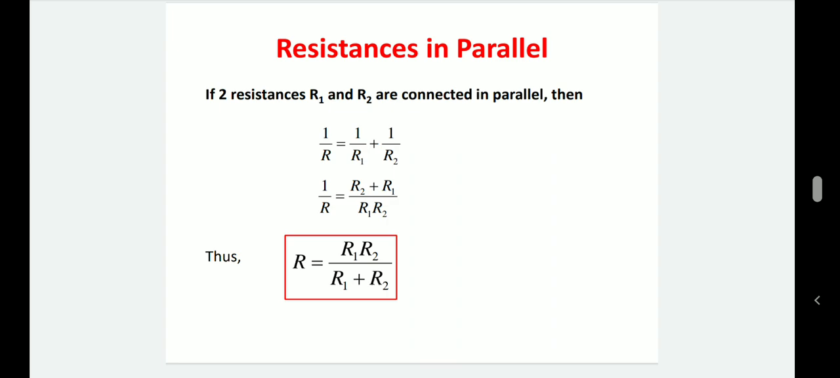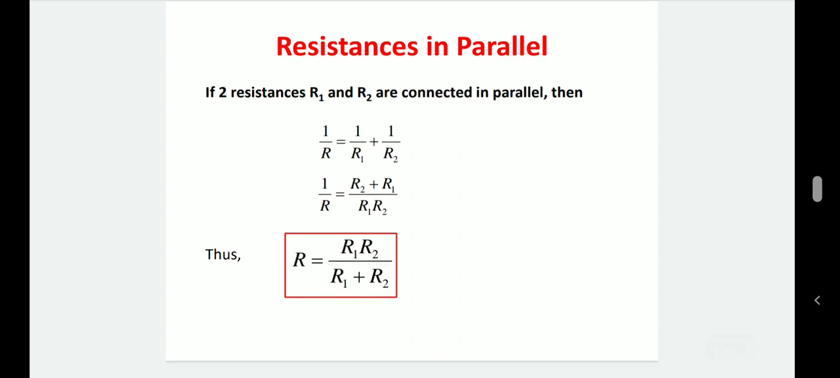That is, if two resistors are connected in parallel, then the equivalent resistance will be R1 R2 divided by R1 plus R2. So this equation you need to learn by heart. If two resistors are connected in parallel, equivalent resistance will be R1 R2 divided by R1 plus R2. If two resistors are connected in series, equivalent resistance will be R1 plus R2. Okay, so this is all about this presentation.